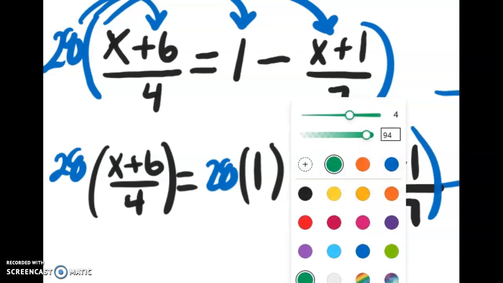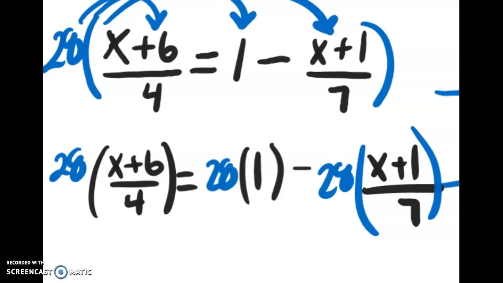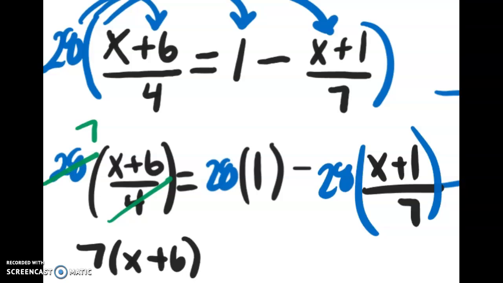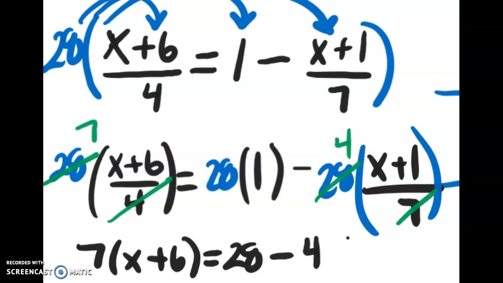Now, the point of multiplying by that least common denominator is to clear the fraction. So the number that's in the denominator should factor into this number. 4 goes into 28 7 times. And so over here I'll be left with 7 times x plus 6. On this side, 28 times 1 is just 28. And then here, 7 goes into 28 4 times, and I'll be left with minus 4 times x plus 1. So now this is the equation that I will work with.